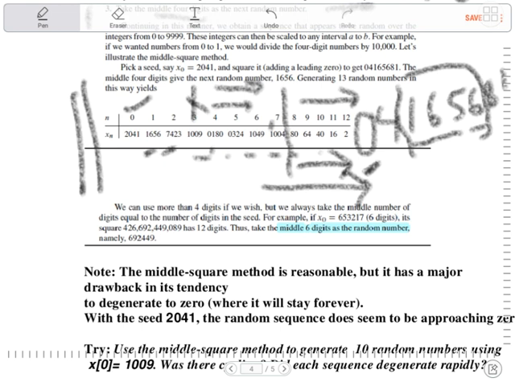Answer is no, because here I can simply see if I continue up to 15 or 20 steps, it is going to go to 0. So where is the randomness? It is truncating automatically after a very small number of steps compared to what is required. So this is a degeneracy problem of the middle square method. As a result, it is less efficient compared to the linear congruence method.